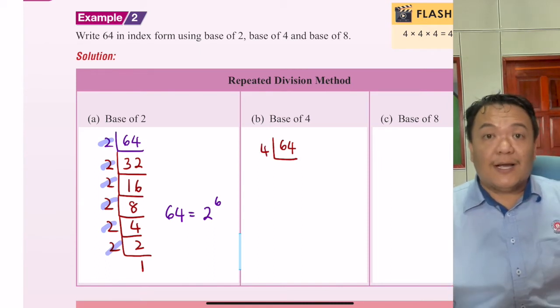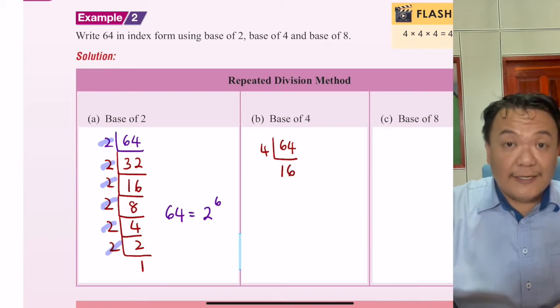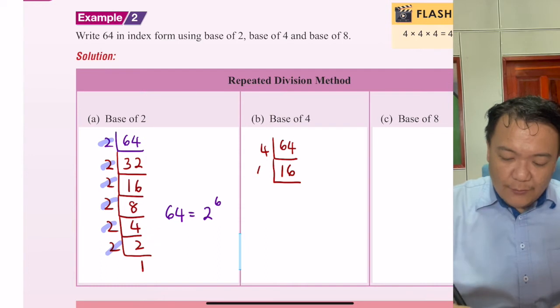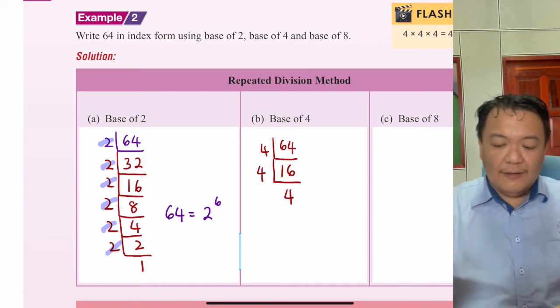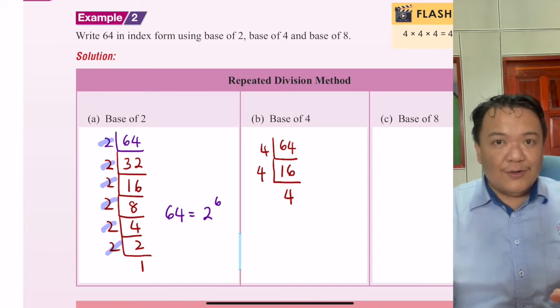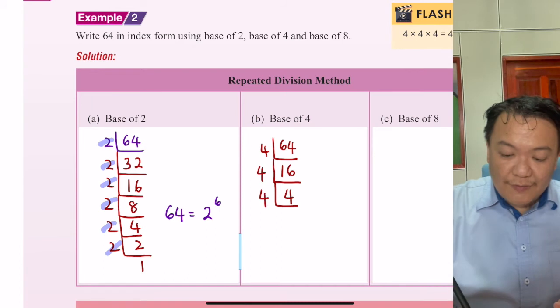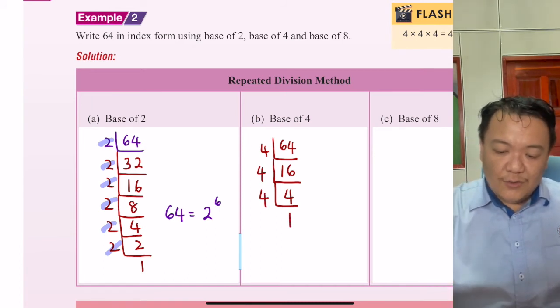So simply press your calculator. 64 divided by 4, you will get 16. Okay, further divide with 4, you will get 4. Are we done? Not yet. Continue until you get 1. So divide by 4, you get 1. So what is your answer?